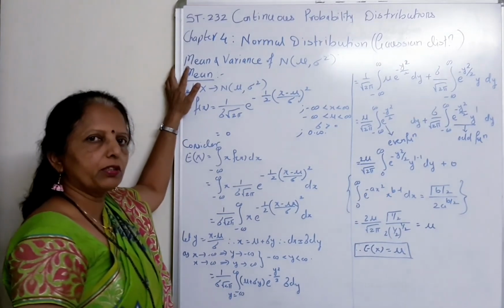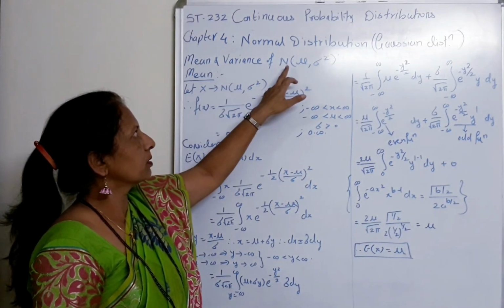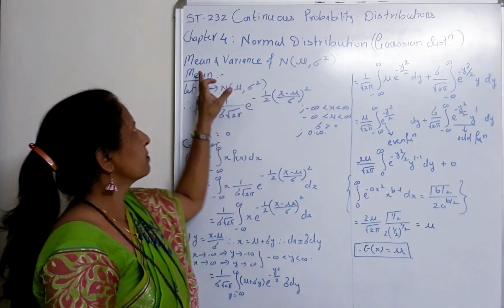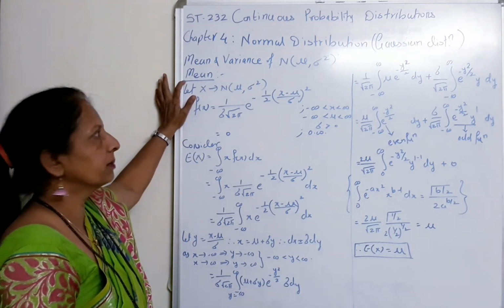Okay, today we are going to find out what is the mean and variance of a normal distribution. Normal mu sigma square. What is the mean and what is the variance? First we are finding the mean.